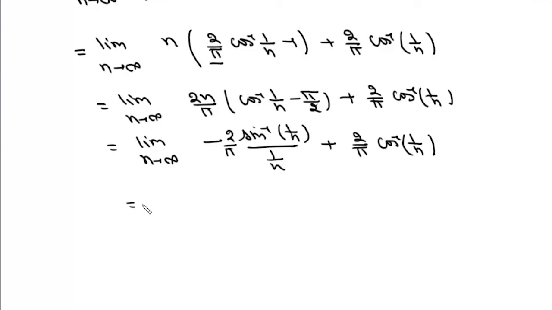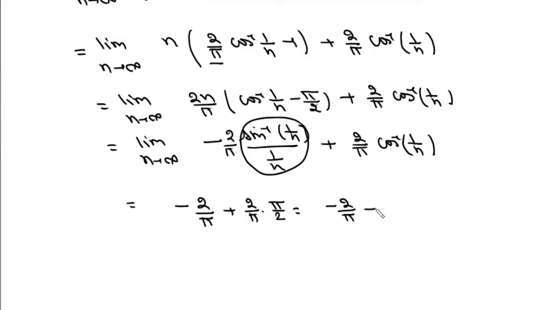Now as n tends to infinite, 1 upon n tends to 0, so this is sin inverse 0 upon 0, which is standard limit 1, so it will be this minus 2 upon pi, and here it will be this cos inverse 0, and cos inverse 0 is pi by 2, so it will be 2 upon pi into pi by 2. So the answer to this limit will be minus 2 upon pi plus 1.